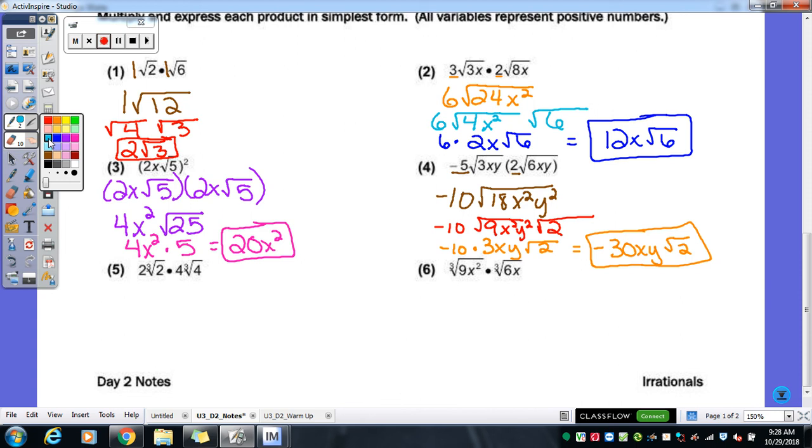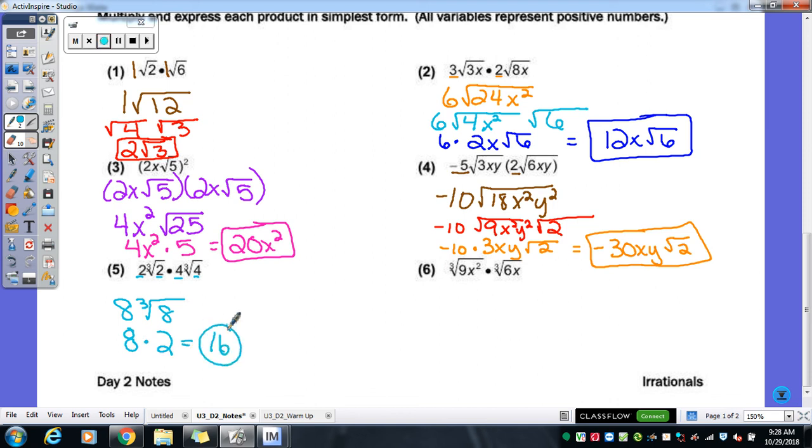So number 5, we switch it up a little bit. Our index turns to a 3. But both of the radicals have an index of 3, so we can actually multiply. So 2 times 4 would give me an 8. And then under the radical, 2 times 4 again would give me another 8. So we have 8 cube root of 8. So is 8 a perfect cube? Yep. Remember, if you look at your perfect cubes list, it's there. Cube root of 8 would be a 2. Times the 8 that was already there, we would get 16 as our final answer for that one.